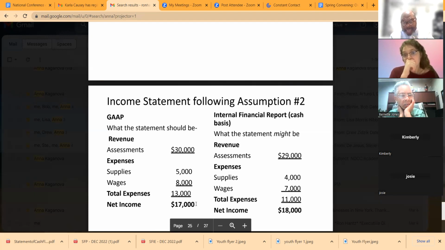Right. On the cash side, we're only recording what we get. So we got 29,000. We paid out 4,000 in supplies. We paid out 7,000 in wages. And so the total expenses came up to 11,000, and we subtracted the 11,000 total expenses from our total assessment, which is 29, and that gave us $18,000.